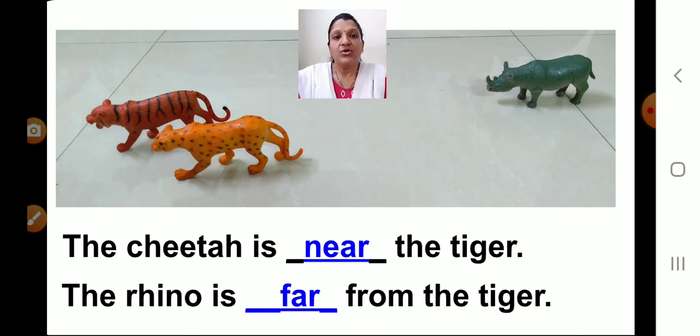Now, let us revise. Today we have learned the positions: inside, outside, top, bottom, near and far. You can look in your surroundings in your home and you can see the various positions of the things and the persons, and you can enjoy doing it. So, practice at the home.